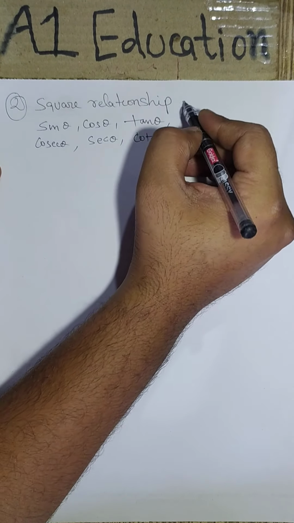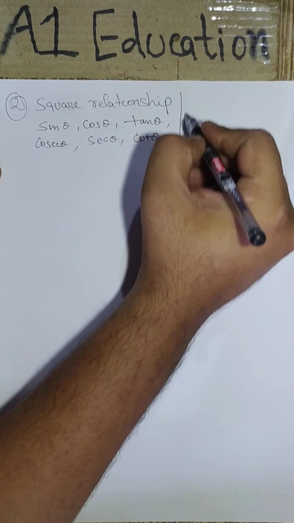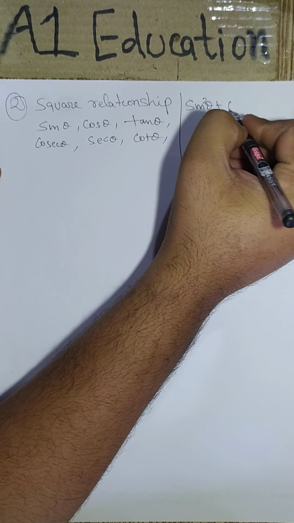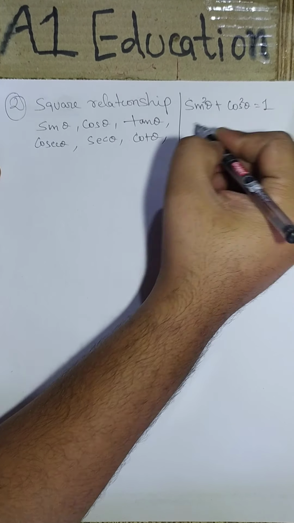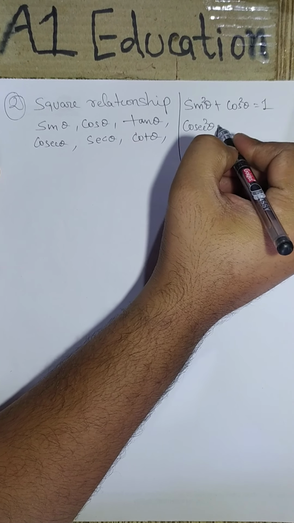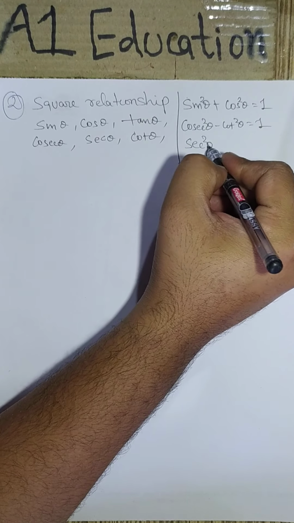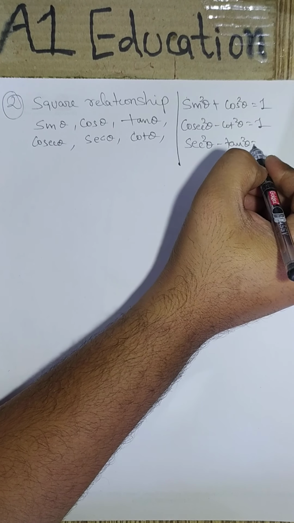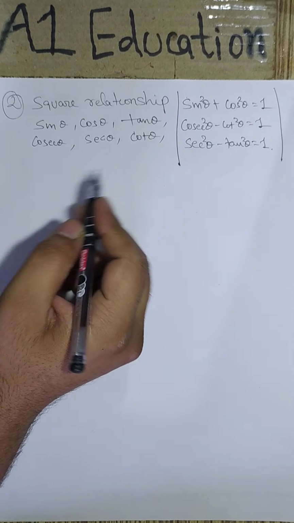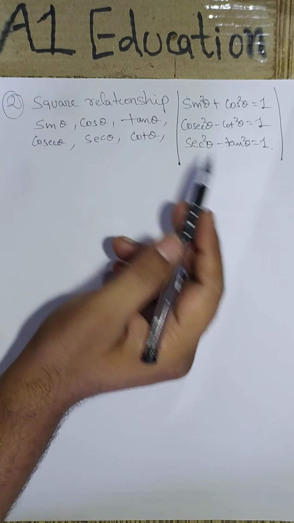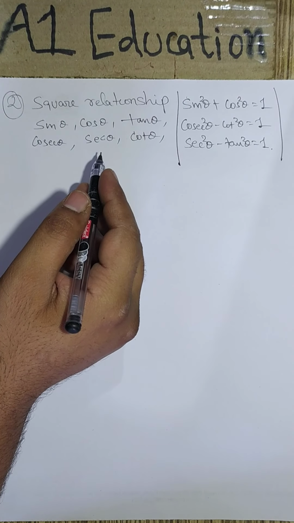The square relationships among them are: sine square theta plus cos square theta is always 1. Cosec square theta minus cot square theta is always 1. Sec square theta minus tan square theta is always 1. These are the three square relationships existing between the six trigonometrical quantities.